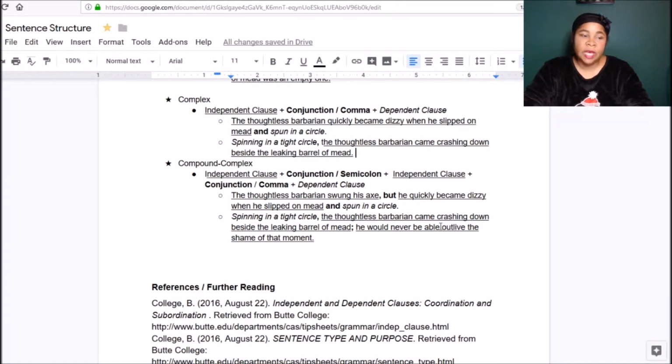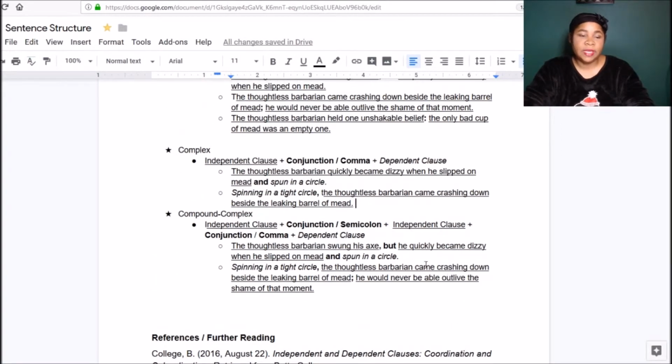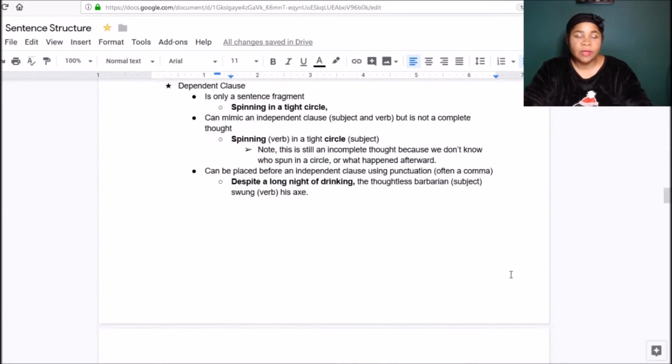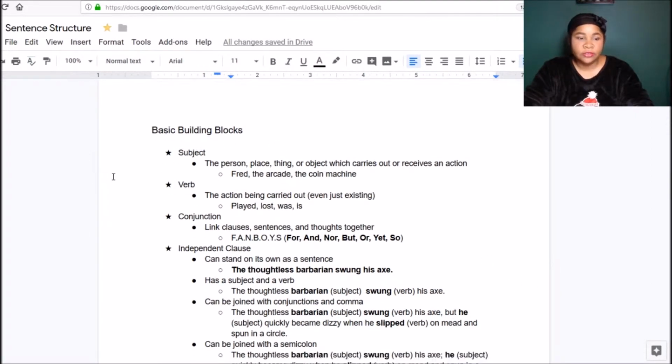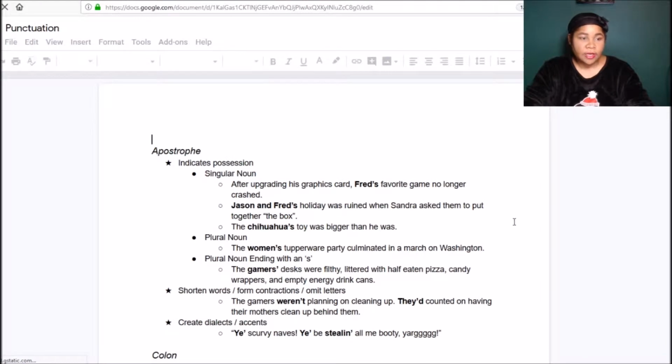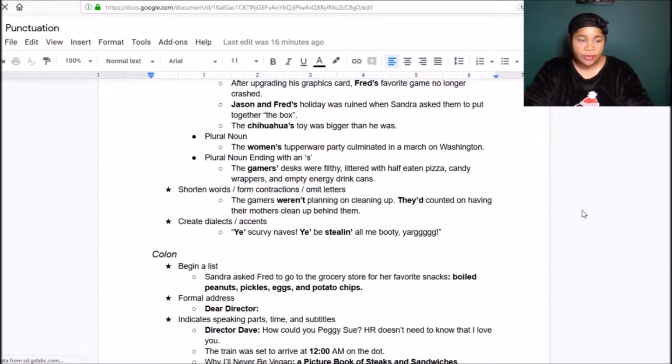Then we have the compound complex sentence, which is basically an independent clause joined with another independent clause and a dependent clause mixed in there somewhere. So again, there's some examples. This entire sheet is available online for you to view and look at, and you can practice your own sentence structures using these examples. All right, so I'm going to go over some punctuations.